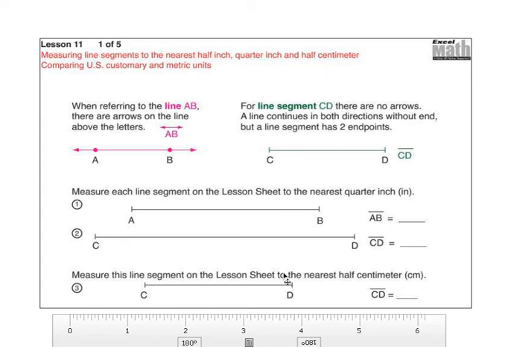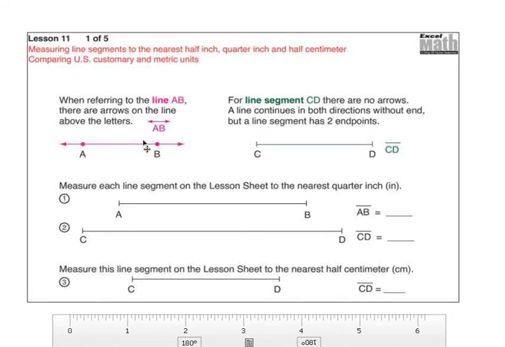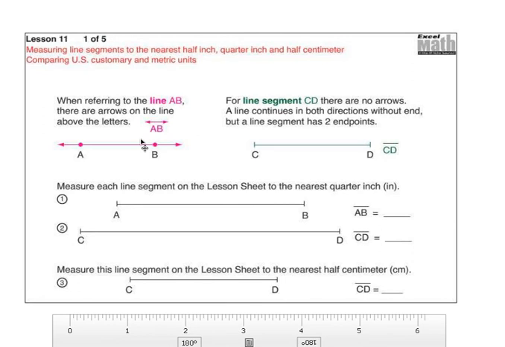When referring to the line AB, there are arrows on the line above the letters. This little symbol right here means line AB. It refers to this picture right here. And notice that the symbol on the top has an arrow on each end because it's talking about this line.